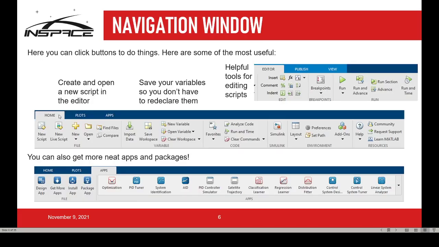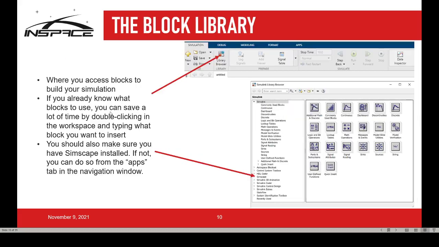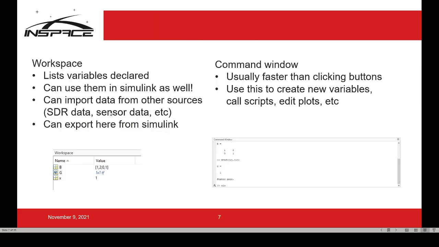The workspace is on the right of MATLAB. It just displays all of your variables. You can import things like software-defined radio data. And you can also export stuff to here from Simulink. So even though it's in MATLAB, you still use it to interact with Simulink.